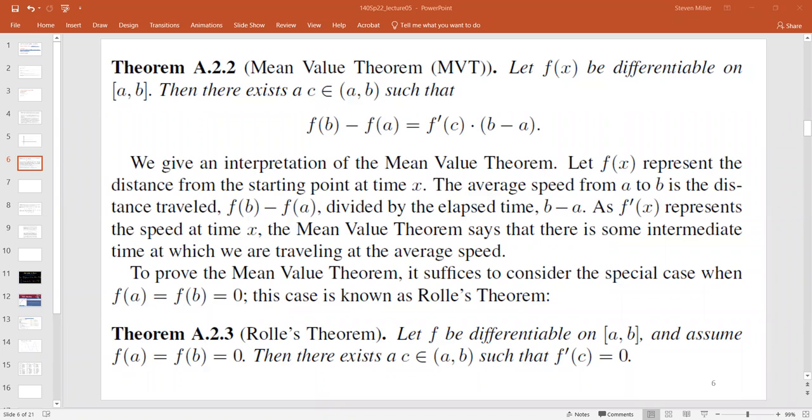Well, if I look at f of b minus f of a over b minus a, that's my average speed in the interval. And then f prime is my instantaneous speed at a point. And so what this is saying is that if your function is continuous and differentiable, at some point in time, you must be traveling at the average speed.